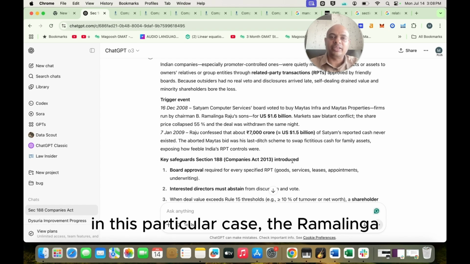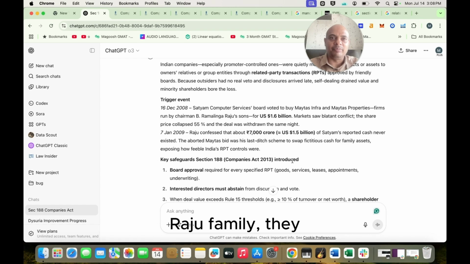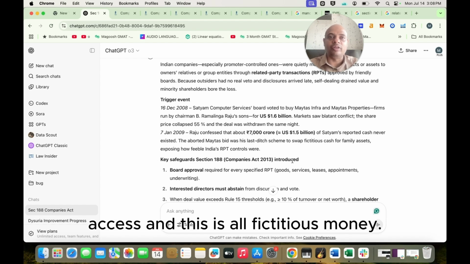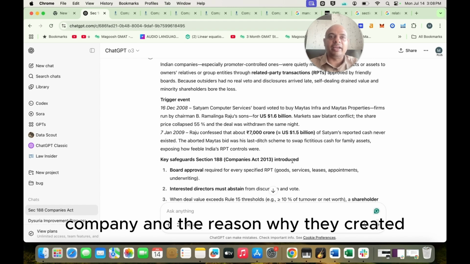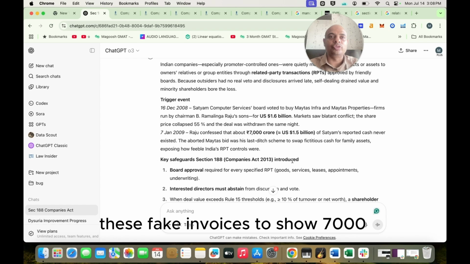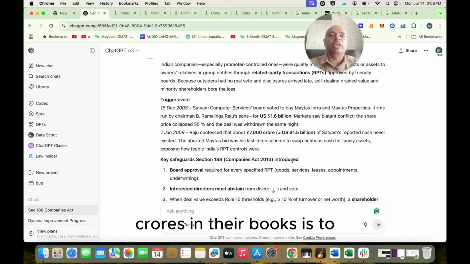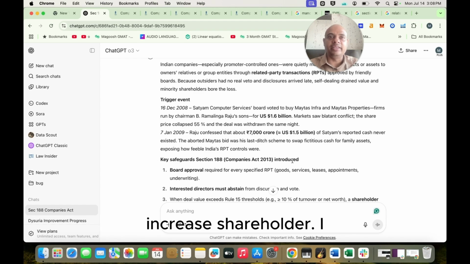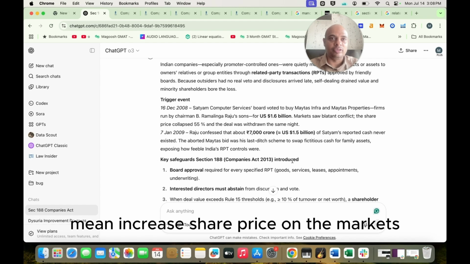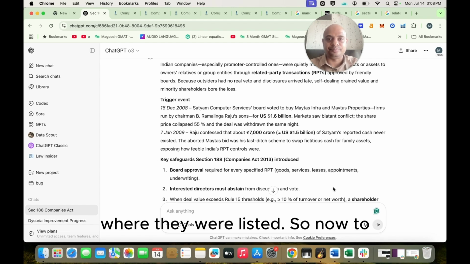In this particular case, the Ramalingaraju family created invoices for up to 7,000 crores, and this is all fictitious money, it's not real money coming into the company. The reason they created these fake invoices to show 7,000 crores in their books is to build the value of the business and increase the share price on the markets where they were listed.